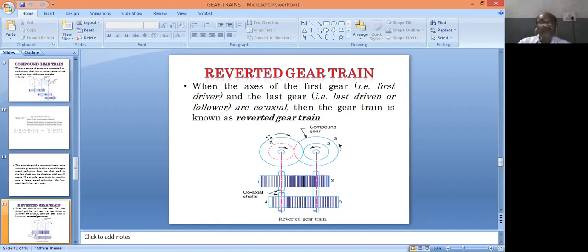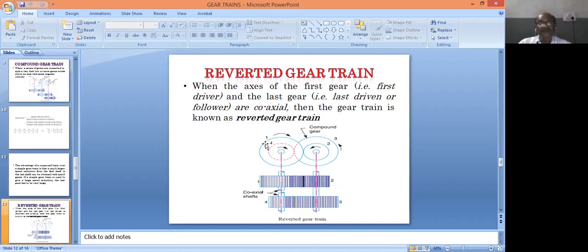Here, gear 1 is considered as the driving gear, that is, the driver, let us assume. Gears 1 and 4 are mounted on 2 different shafts, but they are coaxial, and gears 2 and 3 are mounted on the same shaft. So gears 2 and 3 are also called a compound gear. Gear 1 is called the driving gear, that is the first driver. So gear 1 drives gear 2. Again, gear 3 drives gear 4, which is considered the last follower.